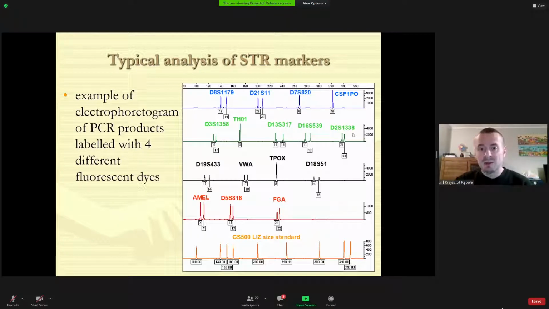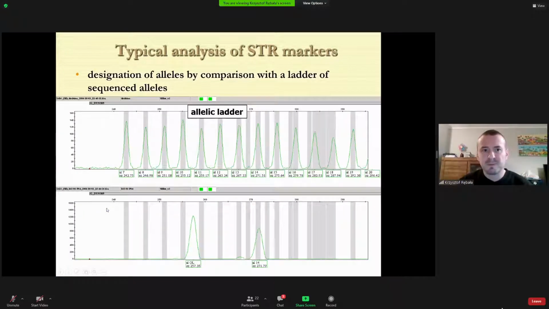So in total, 4 different dyes were used for labeling PCR products, and the 5th dye is reserved for a size standard. We mix our PCR products with a size standard, which is labeled with another fluorescent dye, so that we know the exact sizes of the PCR products which we amplified during our multiplex PCR. Okay, let us go further.